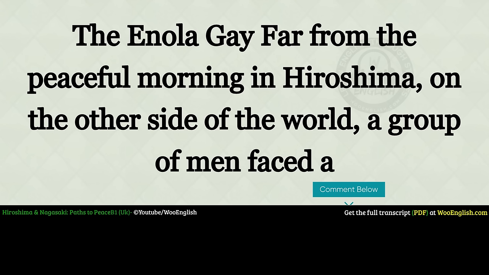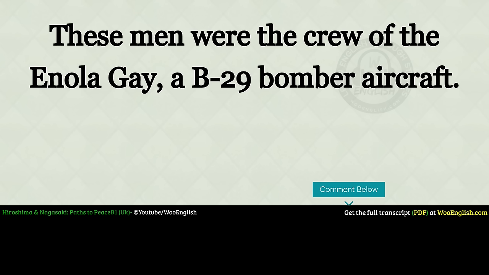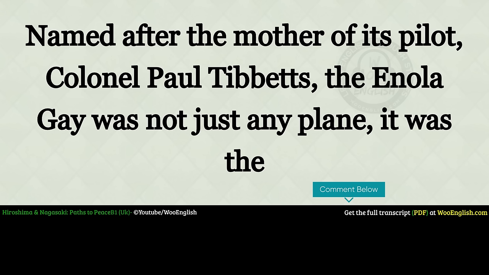Far from the peaceful morning in Hiroshima, on the other side of the world, a group of men faced a mission that would forever change history. These men were the crew of the Enola Gay, a B-29 bomber aircraft. Named after the mother of its pilot, Colonel Paul Tibbets, the Enola Gay was not just any plane. It was the carrier of the first atomic bomb to be used in war.